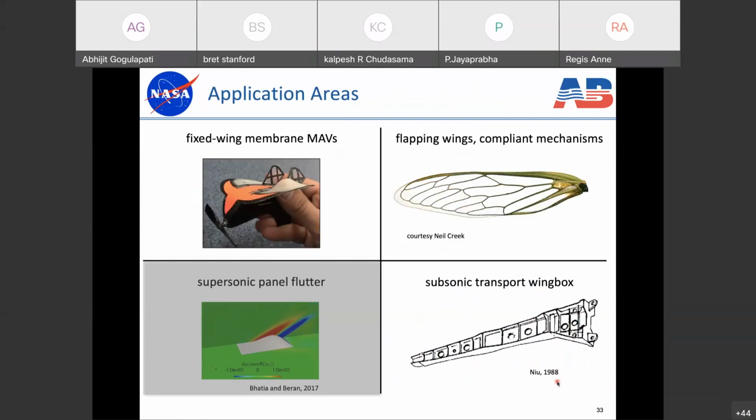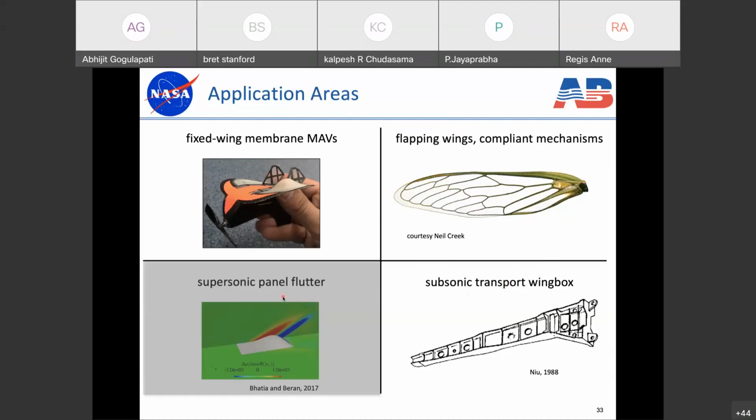Okay, so let me continue on there. The first 2 application areas were sort of unconventional air vehicles. These are small scale micro air vehicles. The next 2 application areas are more conventionally sized, I would say. We're going to look at a supersonic panel flutter, and I'll talk about what that means in a moment. And then the final one would be an entire wing box structure.